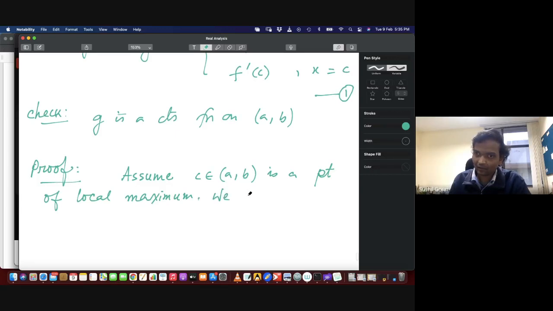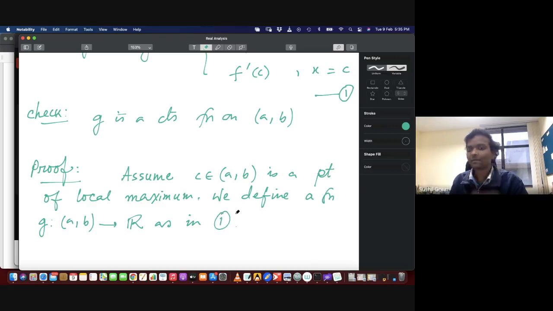We define function g from AB to R as in 1. Right?